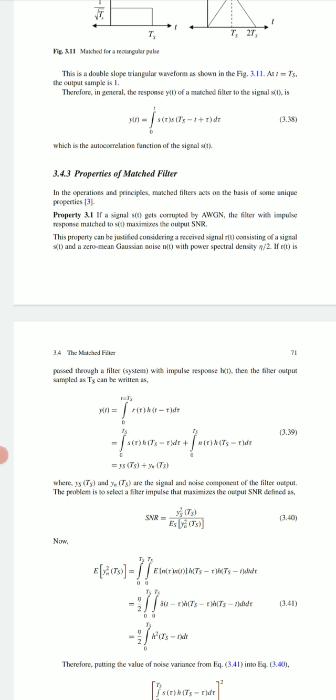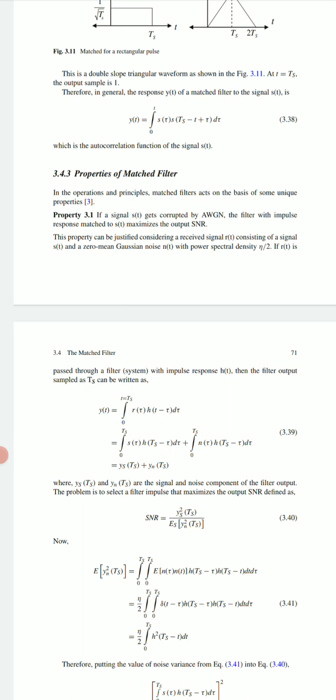If we look at the operation and principles, the matched filter acts on the basis of simple, unique properties. We can see the first property: if signal s(t) gets corrupted by AWGN, the filter with the impulse response matched to s(t) maximizes the output SNR.